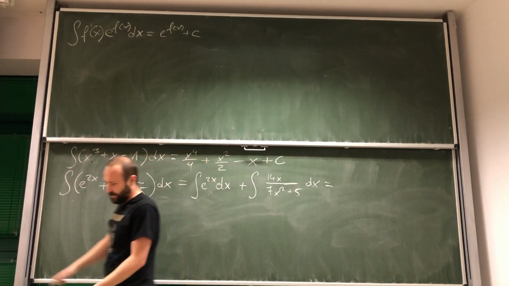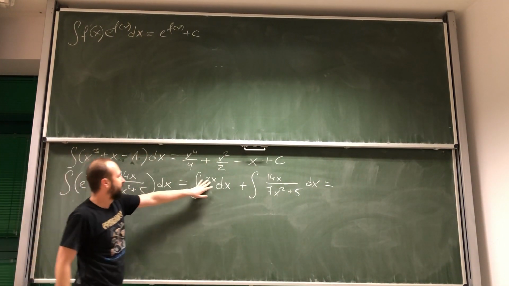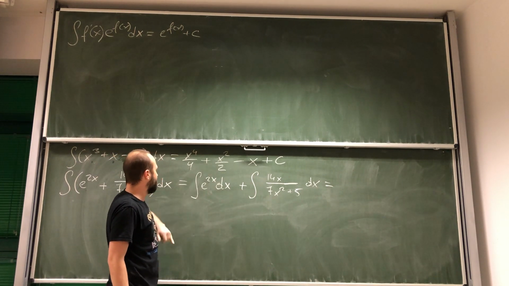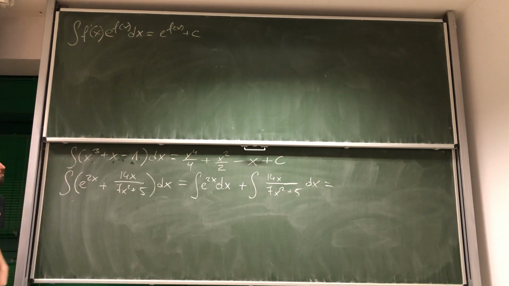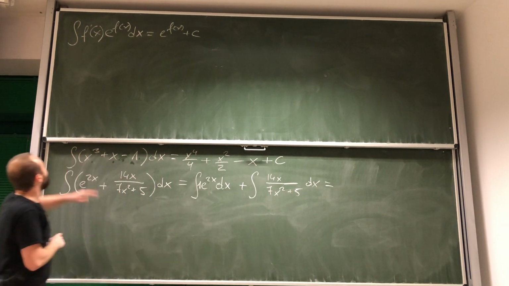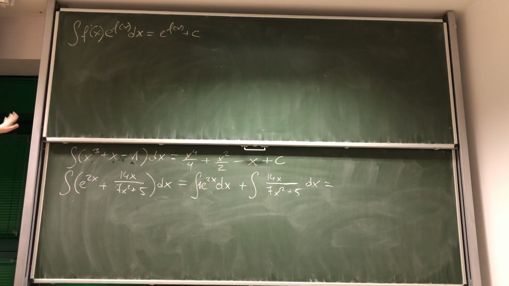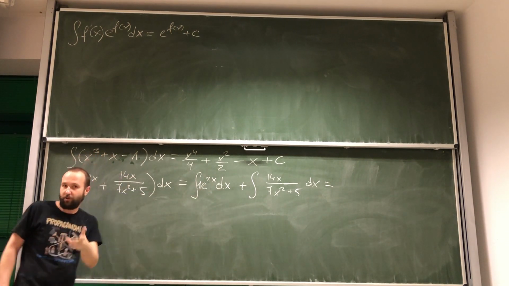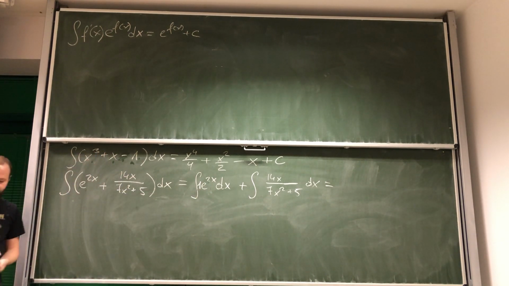Look, over here we see that derivative of 2x is 2. And what do I have in front of e? I just get 1. So at this moment I cannot use the rule, right? Because derivative of 2x is 2, I would like to have 2 over here. What can I do to have 2 over here?